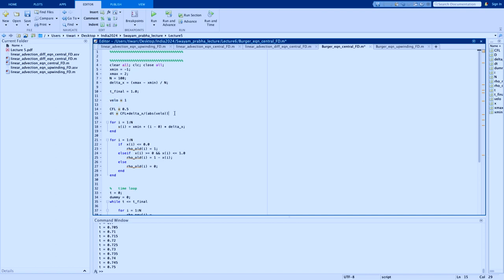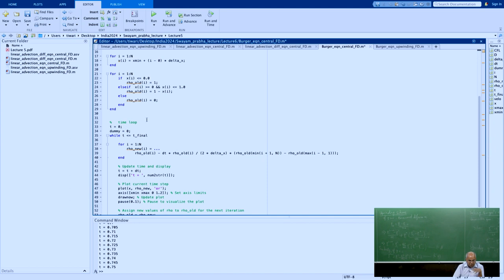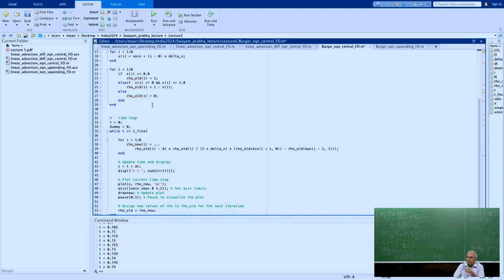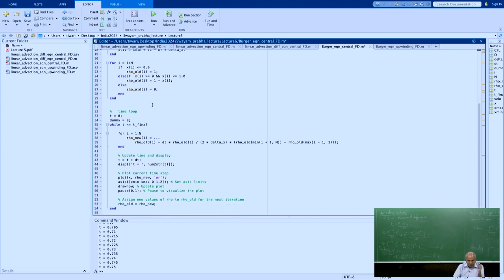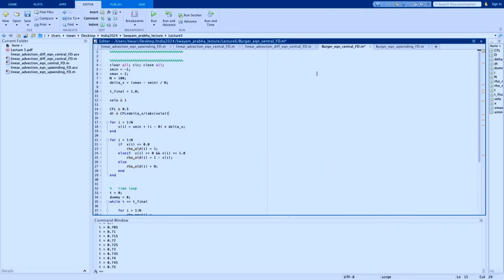I have taken 1 because our initial condition has a maximum velocity, or maximum rho, of 1. Therefore it is taken as 1. Otherwise, I have to take the maximum value of all rho of i. And now I run up to the final breaking time, as we have derived, t equal to 1. And there we also get some exact solution. But first let us start with the central difference, because there is no point in plotting the exact solution here.